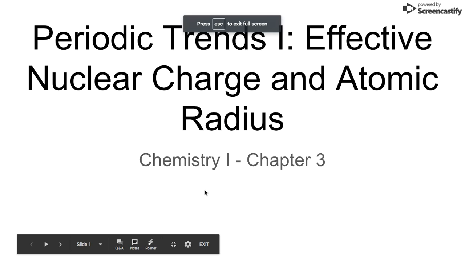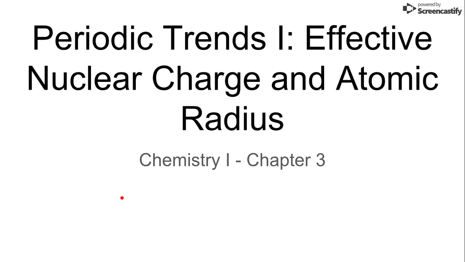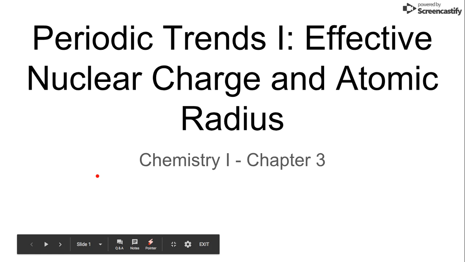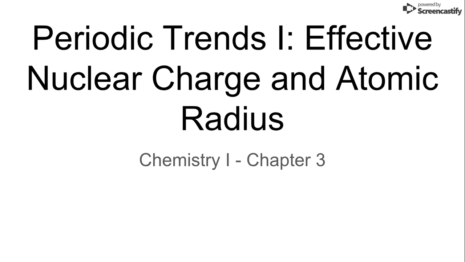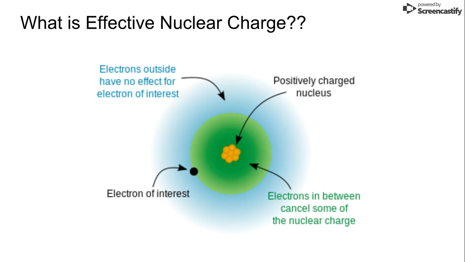So this is a video that describes different trends in the periodic table, and everything has to do with how well the nucleus attracts the electrons. If we understand that, you can explain every trend that we're about to talk about. And so where we're going to start is this idea of effective nuclear charge, and then we'll talk a little bit about atomic radius. And so, effective nuclear charge, what is it?